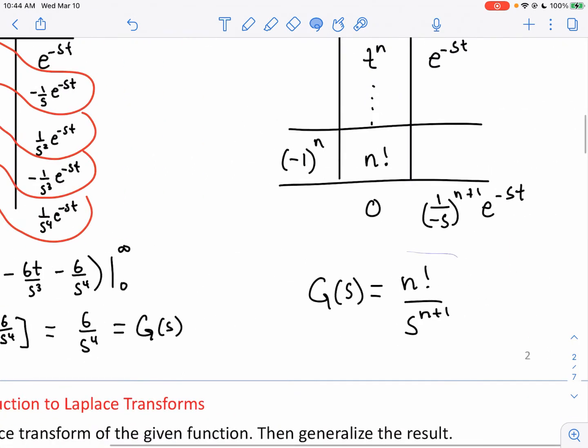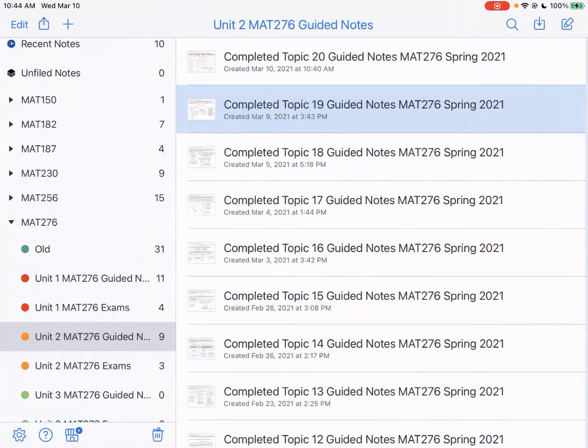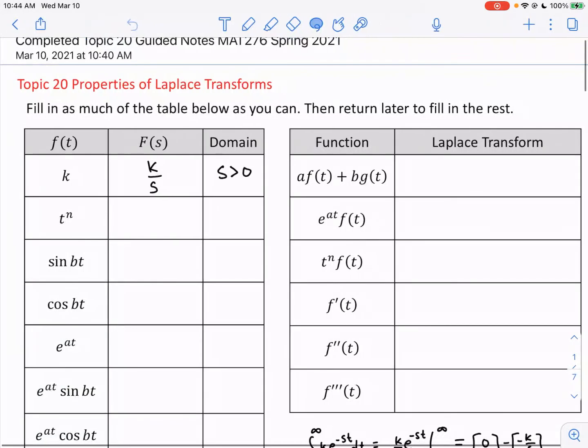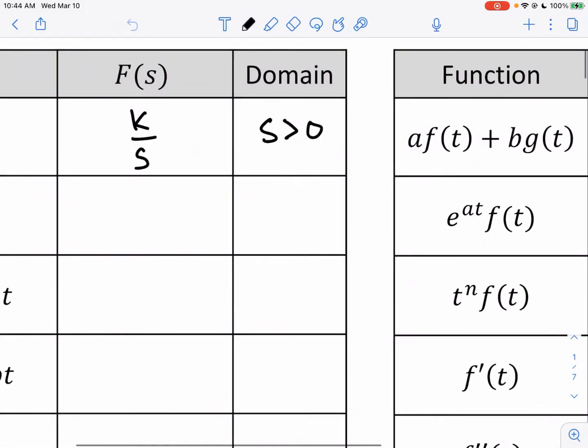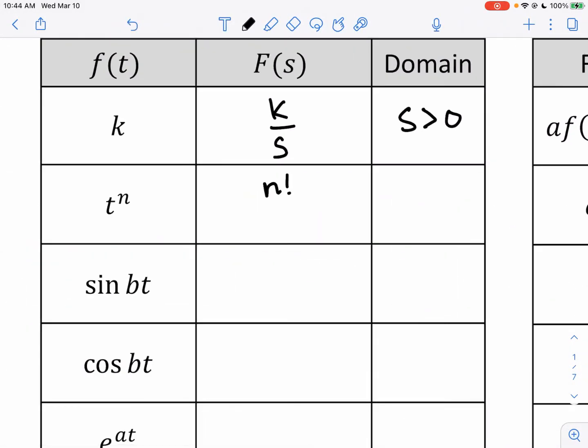So our Laplace transform of t to the n will be n factorial over s to the n plus 1. And again, s had to be positive for that to be true.